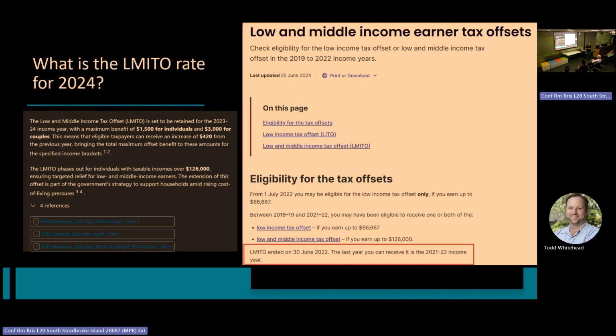rate for 2024 is, and if anyone remembers the big tax controversy, there was a low and middle income tax offset rate that we'd had for ages, and then the government took it away. So I asked it what it was for 2024, knowing full well, according to the ATO, that it finished in 2022. And it incorrectly tells me that it is there for the 2023-24 income year.